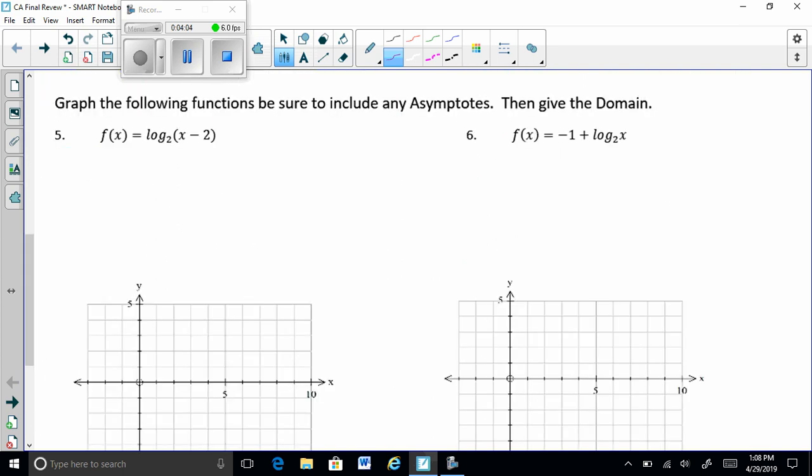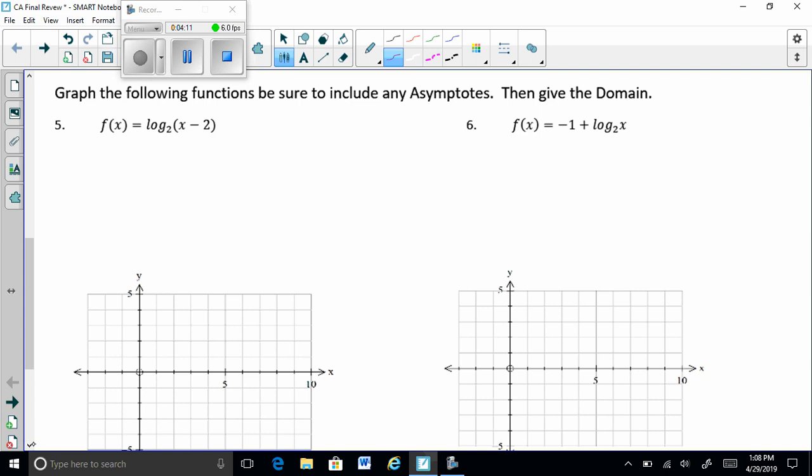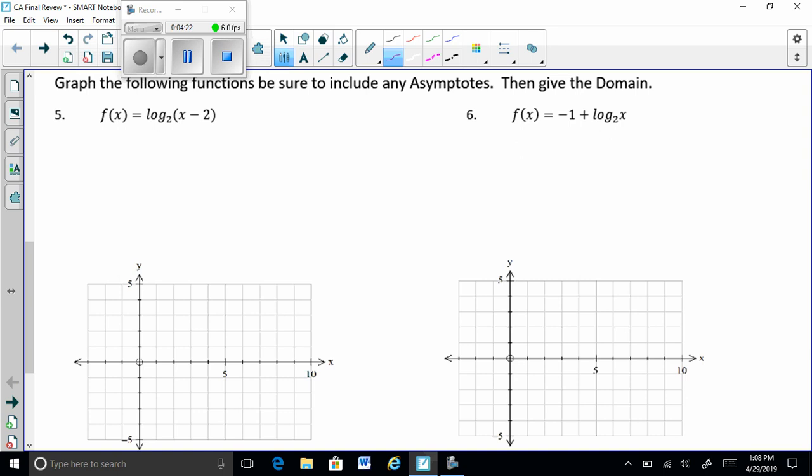Okay, so the next one we're going to look up is the logarithm ones. Now those are actually just the inverse function of exponential. And you can kind of use that fact to help you graph these if you'd like, especially if they start to get kind of complicated. But these, they're fairly simple.